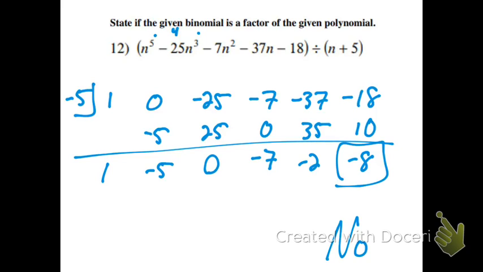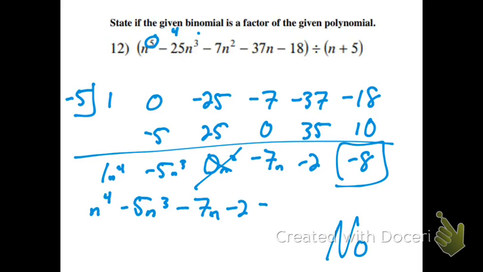Out of curiosity, just so you know, this answer would be n to the 4th, because we dropped that a degree, minus 5n to the 3rd, so n to the 4th, n to the 3rd, n squared, n. So then this is gone. I get minus 7n, minus 2, and then minus 8 over n plus 5. But we don't have to do that. This question's only asking, is it a factor or not? So we plug it in. We got a -8 here. So no, not a factor.